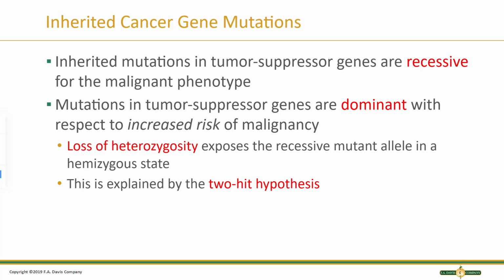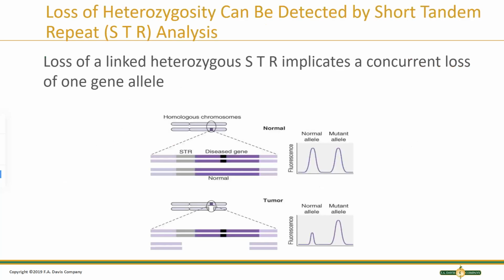Inherited mutations in tumor suppressor genes are recessive for the malignant phenotype. Mutations in tumor suppressor genes are dominant with respect to the increase of malignancy. Loss of heterozygosity exposes the recessive mutant allele in hemizygous state. This is explained by the two-hit hypothesis. It can be detected by short tandem repeat, STR, analysis. Loss of a linked heterozygous STR implicates a concurrent loss of one gene allele.